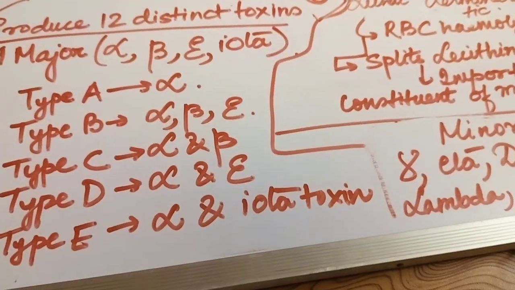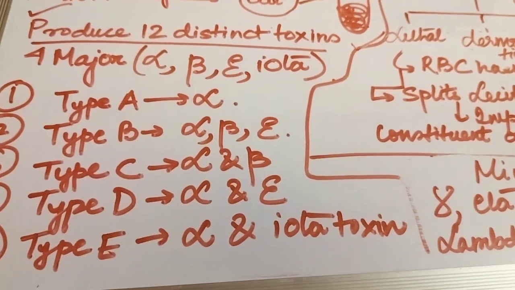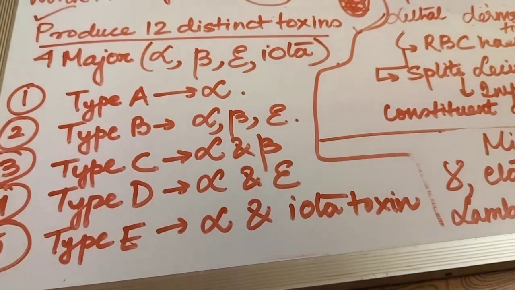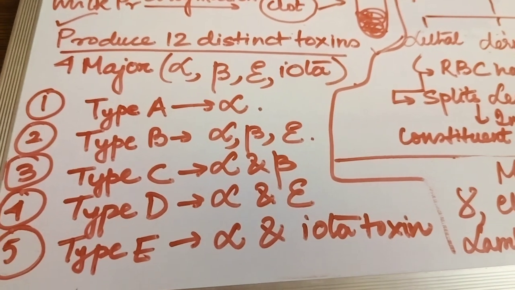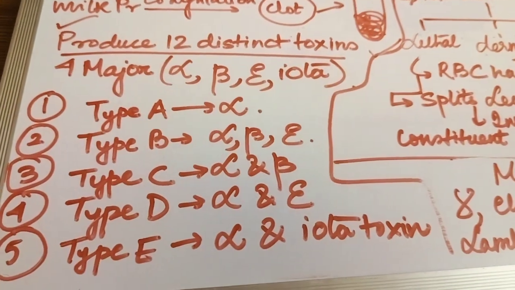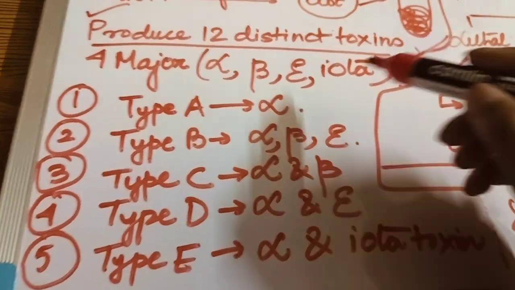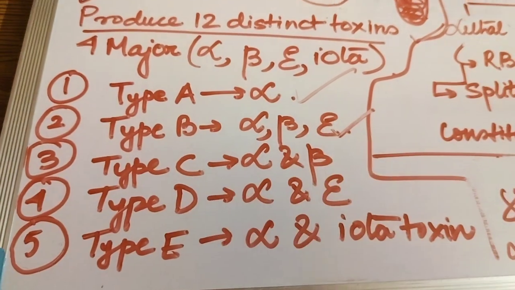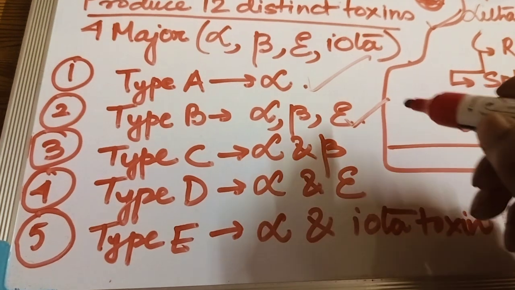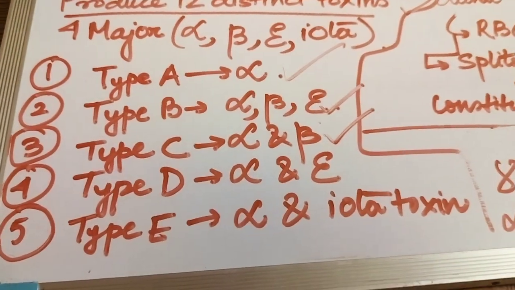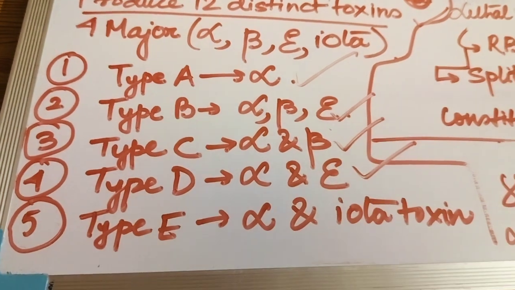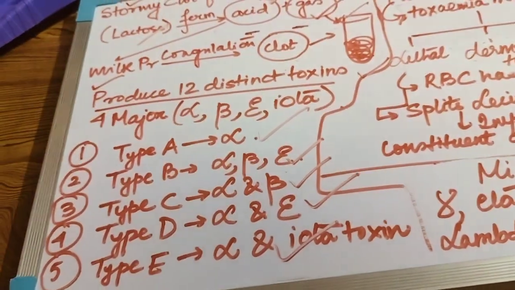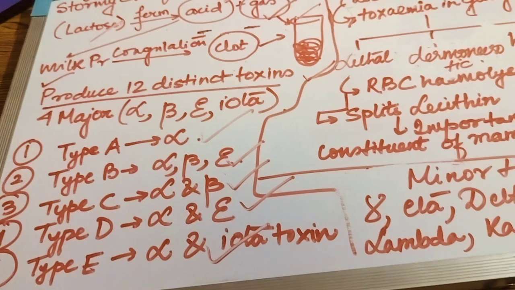Now moving on to the toxins. In the last video we talked about a few toxins, but actually Clostridium produces 12 distinct toxins, out of which the 4 major toxins are alpha, beta, epsilon and iota. Type A is associated with alpha toxin, type B is alpha, beta and epsilon toxin, type C is alpha and beta toxin, whereas type D is alpha and epsilon toxin, and type E is alpha and iota toxin. So you understand that this one organism produces 12 distinct toxins.